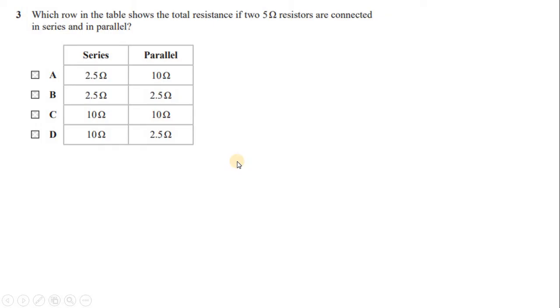Question number 3. Which row in the table shows the total resistance of two 5 ohm resistors connected in series and parallel? So remember, if two resistors of the same magnitude are connected in series, the resistance will be double. These are 5 ohm resistors connected in series. So the total resistance would be double. In series, it will be 5 plus 5, 10. So in series, it cannot be 2.5. So the option is either C or maybe D.